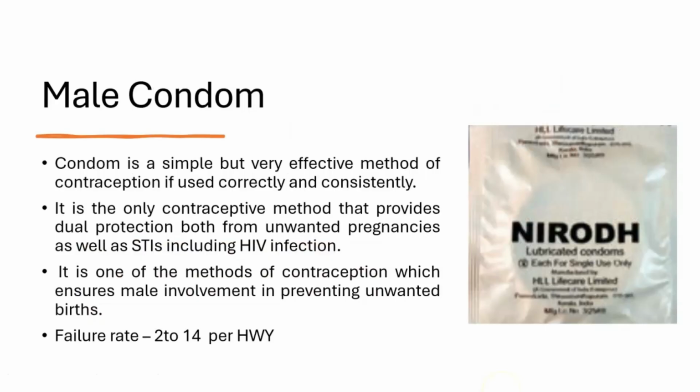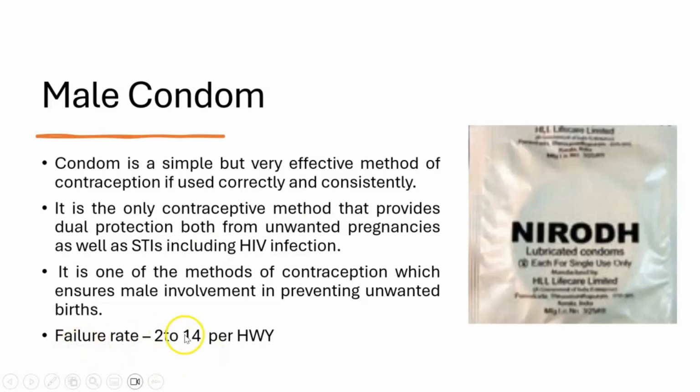Coming to the male condom first, it is a very simple but effective method of contraception if it is used correctly and consistently. It is the only contraceptive method that provides dual protection from both unwanted pregnancies as well as sexually transmitted infections, including HIV. And it is one of the methods which ensures male involvement in the prevention of unwanted birth, apart from vasectomy. Under the National Family Welfare Program, they are marketed under the trade name of Nirod, and this word Nirod is derived from a Sanskrit word that means prevention.